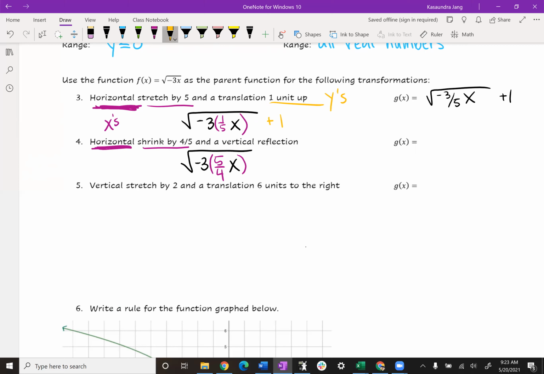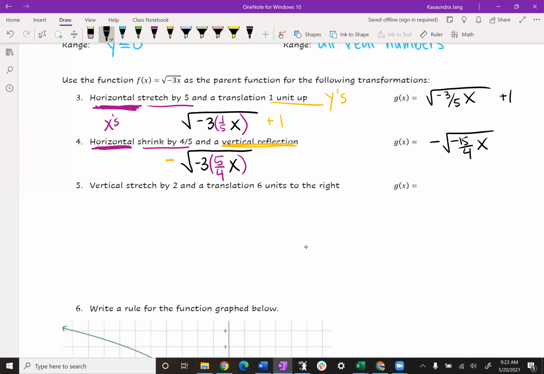And then my vertical, as in y values go vertically up and down, I want a vertical reflection, so I'll put the negative outside of my square root. Anything outside has to do with the y values. So it looks like I will get a negative outside of my square root, and I can simplify these guys. -3 times 5/4, so like negative 15 over 4, still times x. Okay.